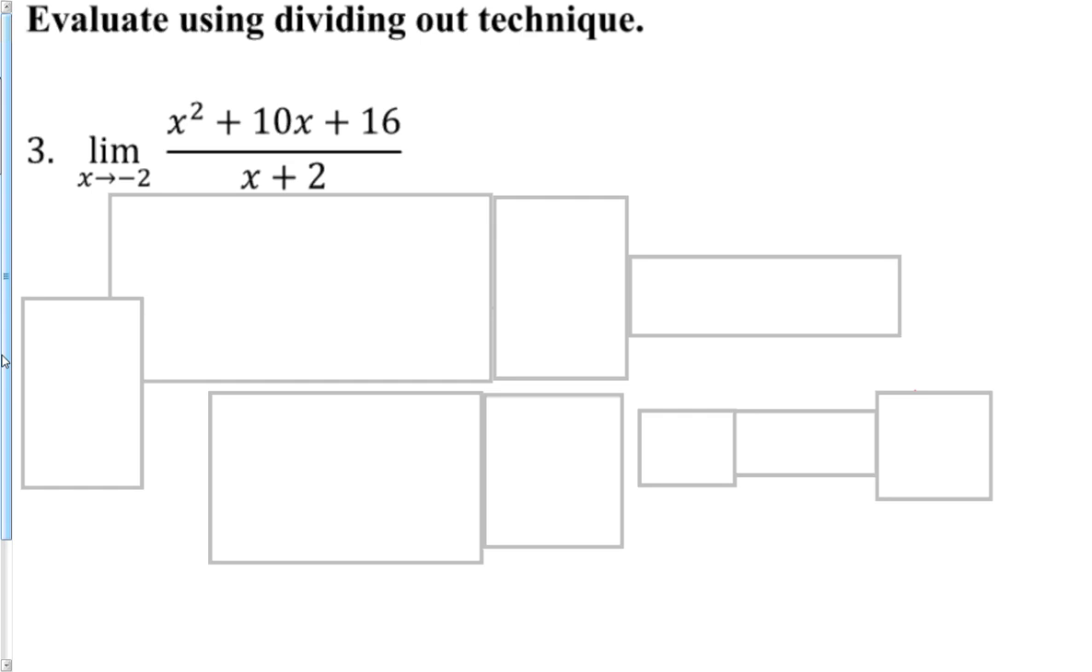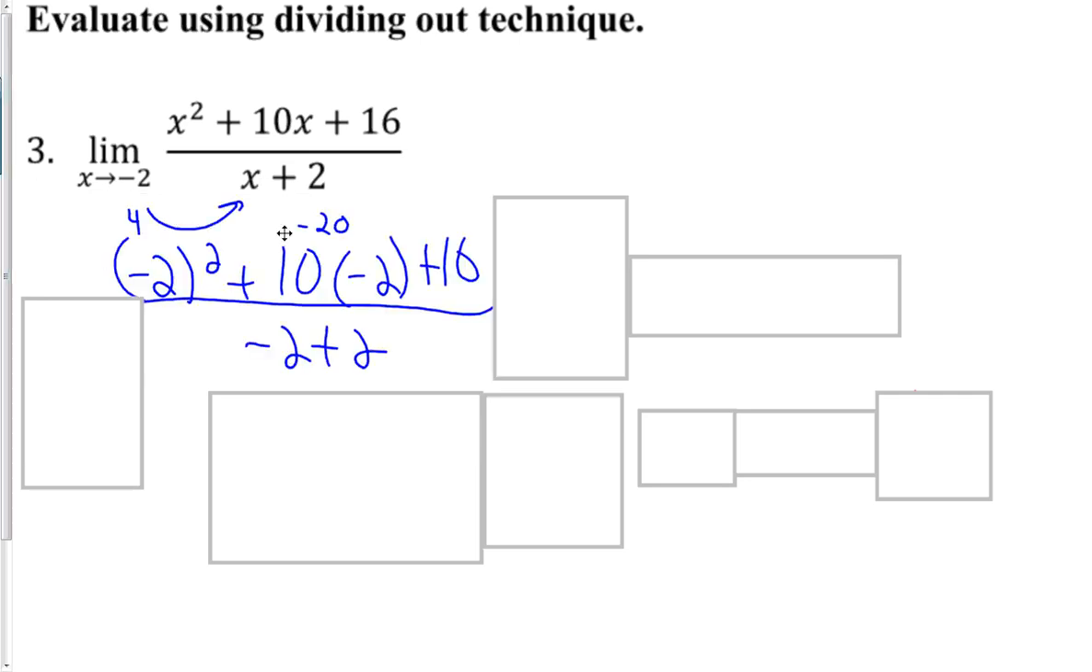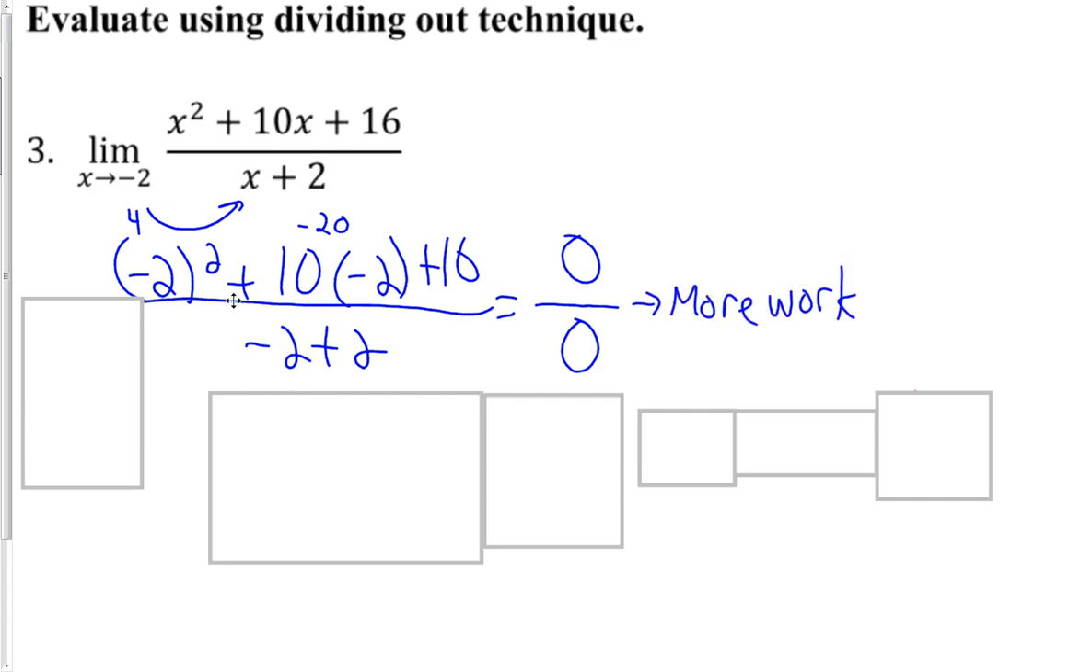Next, evaluate using the dividing out technique. Now, dividing out, again, as I mentioned before, is generally factoring. So we have to plug in minus 2 first to see if it works. You always plug in first. Okay, so if I plug in minus 2, I get negative 2 squared plus 10 times minus 2 plus 16 over negative 2 plus 2, and we get 0 over 0, which means more work. Move on to the dividing out.